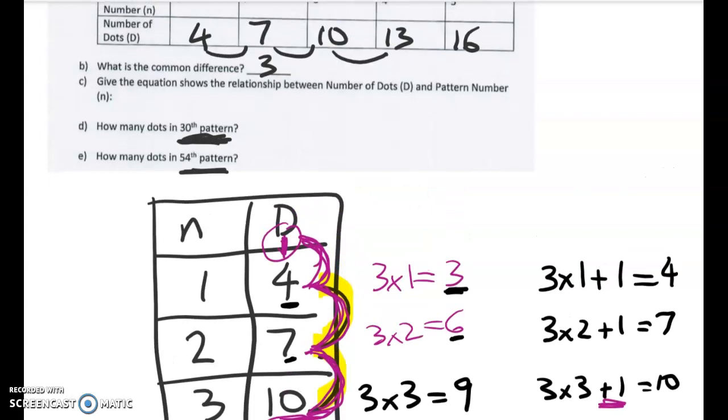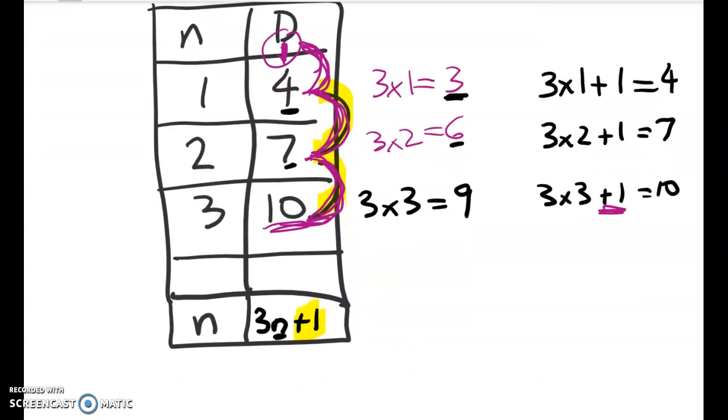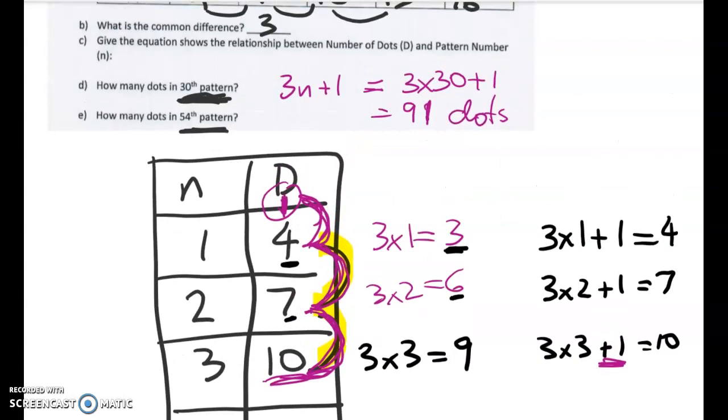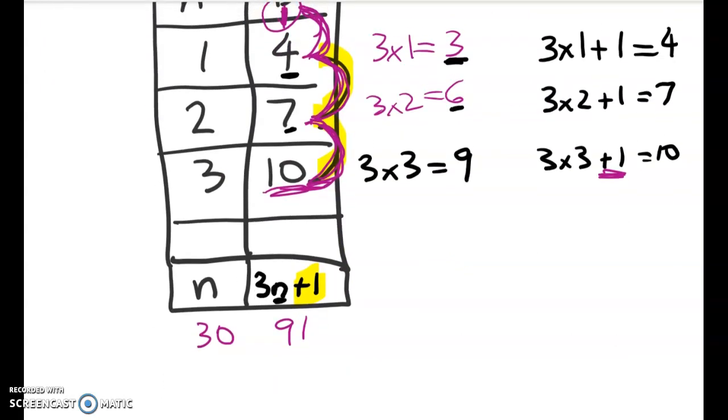Okay, how many dots in the 30th pattern? We need to use the rule. The rule is 3n plus 1. And here, n is 30. So it's 3 times 30 plus 1 gives me 91. So there are 91 dots. And we could put that into our table as 30 here and 91 here. How many dots in the 54th pattern? 3 times 54 plus 1 gives us 163 dots. So we could write that in like that.